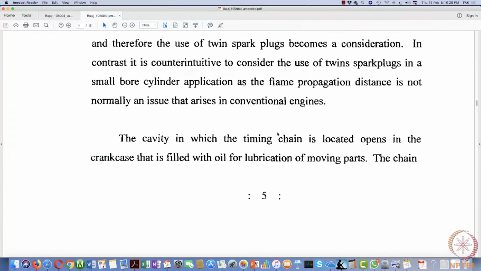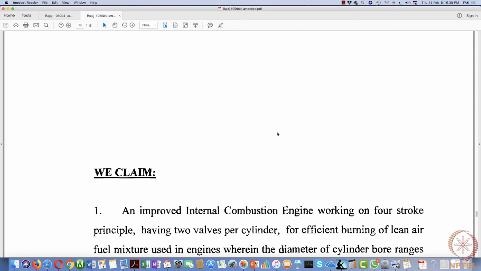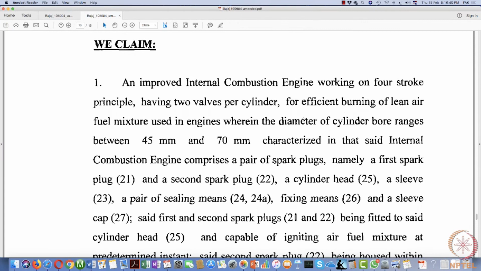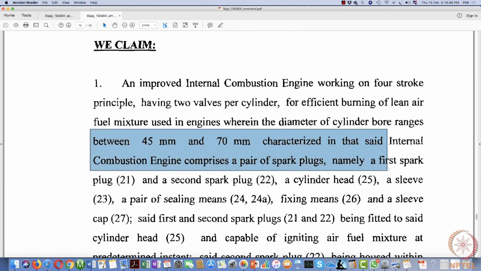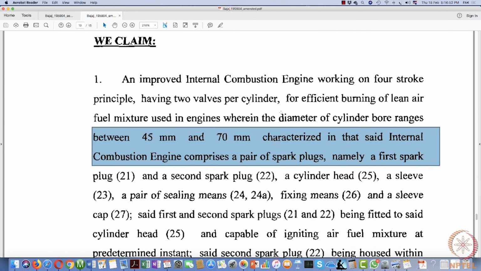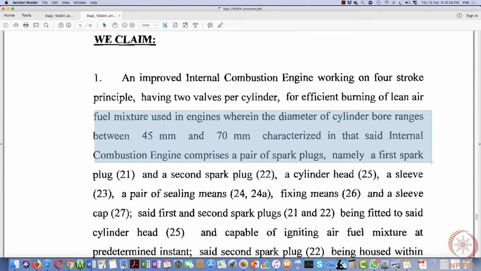Now let's go to the part where the claims are mentioned. There is a description of the drawing, and here is the claim. Now this is the amended claim. You will notice that we find something that has been introduced which was previously not there. This part has now been introduced. Now, from here: fuel mixture used in engines wherein the diameter of the cylinder bore ranges between 45 mm to 70 mm, characterized in that said internal combustion engine comprising of, and the remainder goes on.